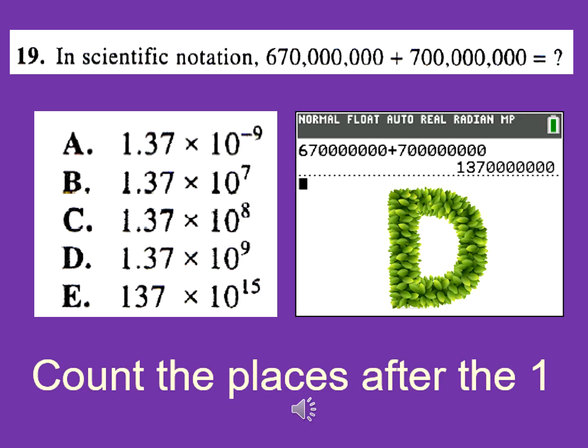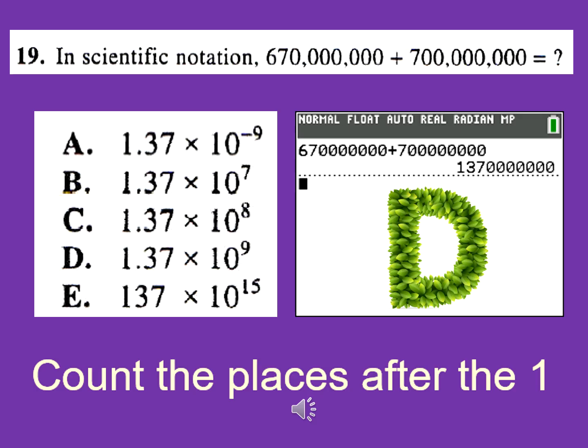And here I just added up the two numbers on my calculator and I hit equals, and now what I've got to remember is that what the exponent in scientific notation means is how many places there are after that first number, after the 1 in 1.37. So if I count, I go through after the 1, I count the 3 and the 7 and then the zeros, and it turns out there's a total of 9 places. That's why it's 1.37 times 10 to the 9th, which is D.